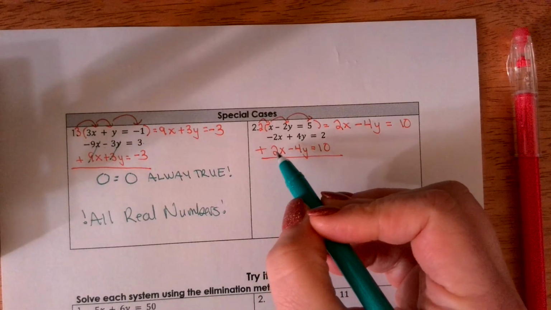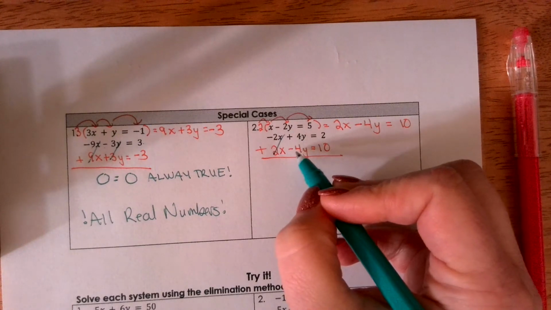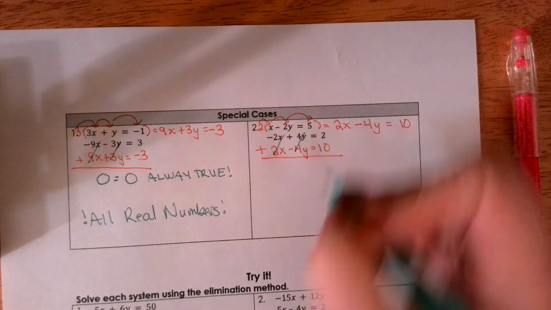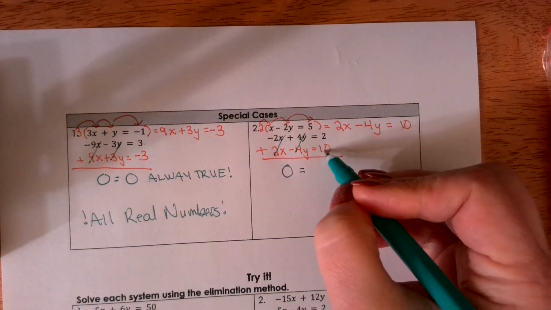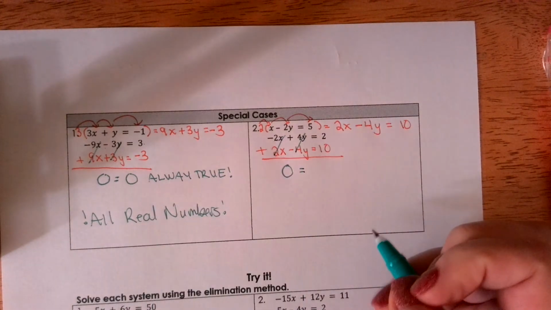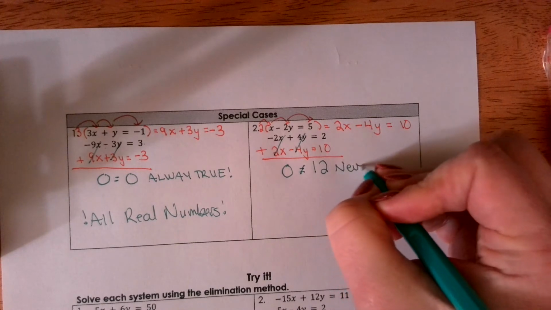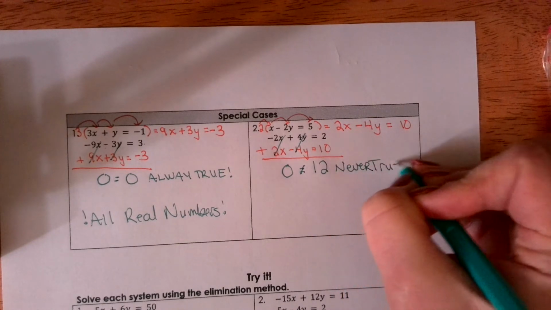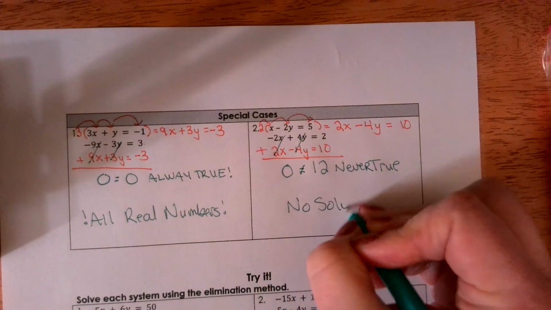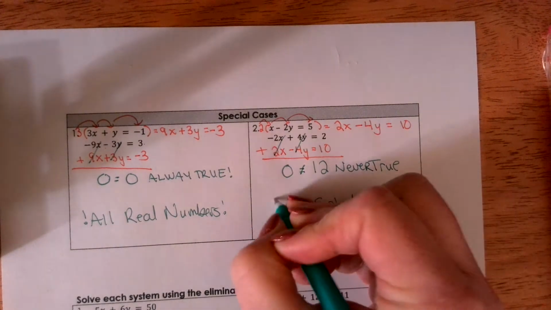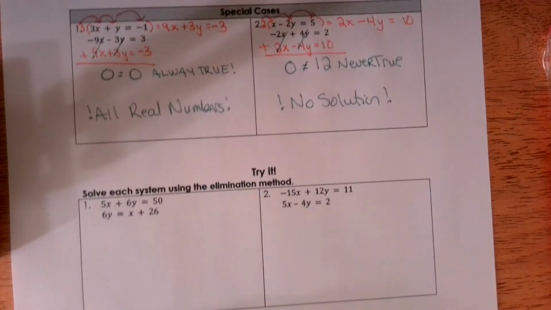Negative 2x plus 2x is 0, and here we go again. 4y minus 4y is also 0. So this side of the equation is 0. 2 plus 10, unlike over here, is not going to cancel out. I get 12. And no, this is never true. 0 does not equal 12. So this is our example of a no solution. No solution to these two linear equations.